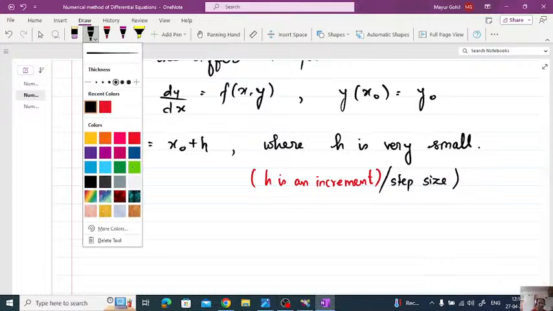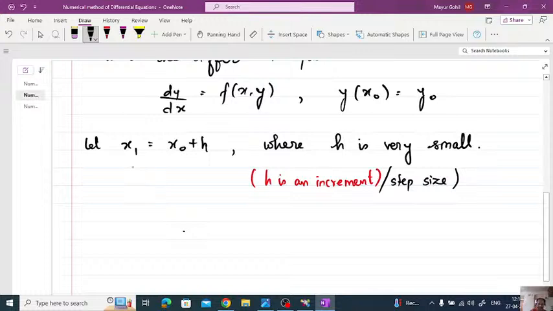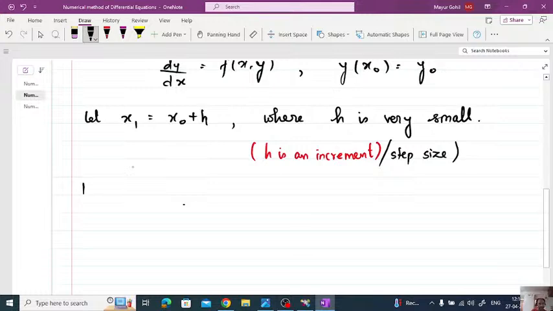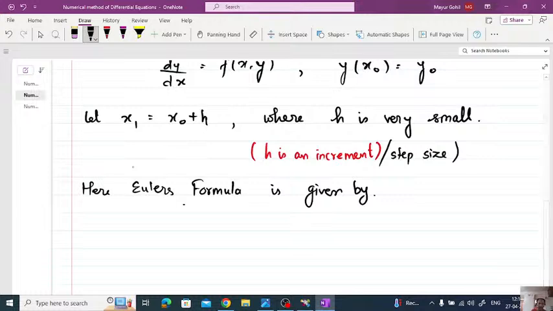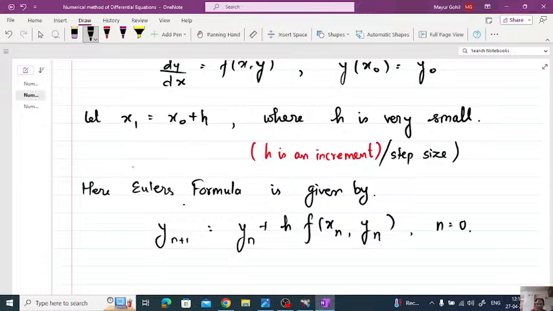So the formula over here is Euler's formula, which is given by y n plus 1 is equals to y n plus h times f of x n, y n, where n goes from 0, 1, 2 and so on. Now this is the main formula.